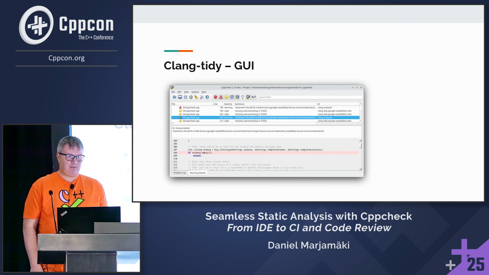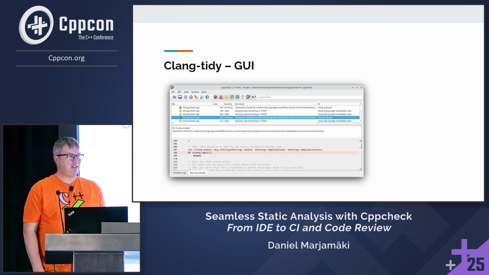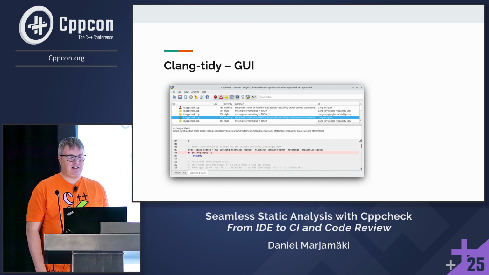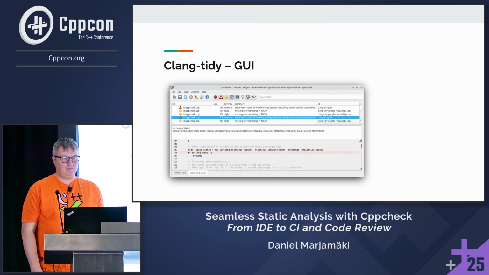And here is an example of how it looks with clang-tidy inside the cppcheck GUI. The warnings are listed here just like cppcheck warnings. And you can suppress and hide and filter and so on, whatever you want here.